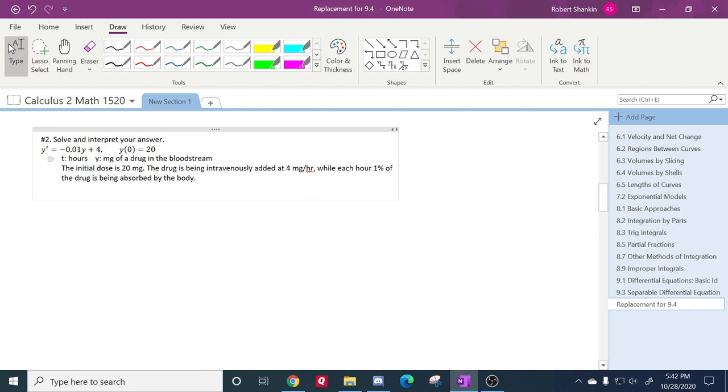Now, 2 things are happening. In one sense, drug is going into the system, you're adding it. In the other sense, drug is coming out of the bloodstream because your body is absorbing it at 1% of it per hour. So those 2 contradictory things, one is negative, one is positive, that's their contribution into the y prime. And, all right, so go ahead and solve and interpret your answer. So notice when we interpreted this one, we drew a picture of it. A picture might be good as well for your interpretation.